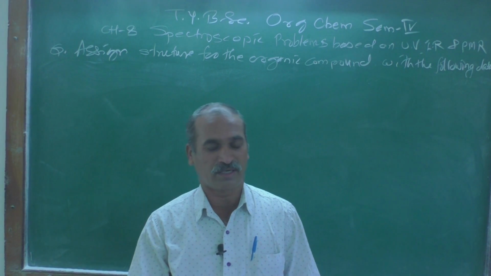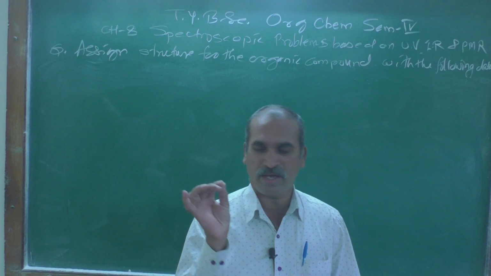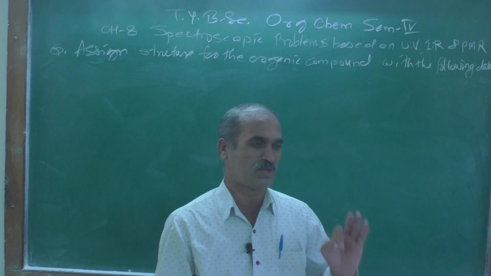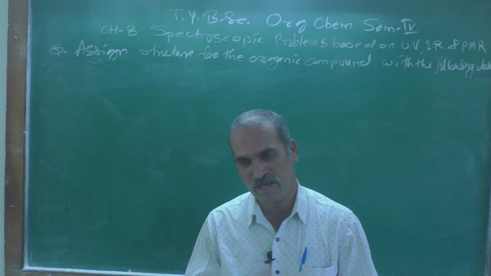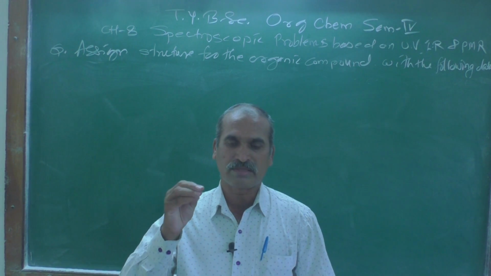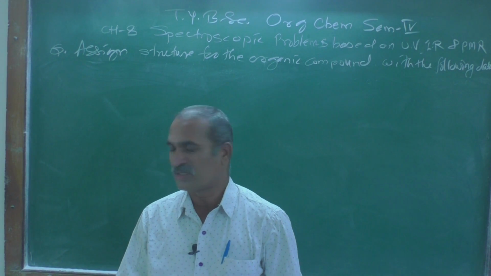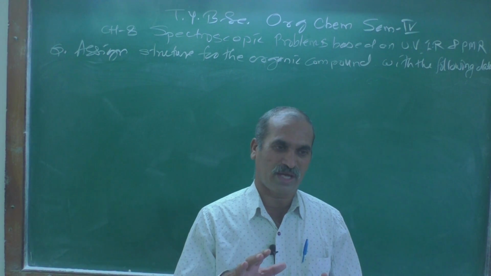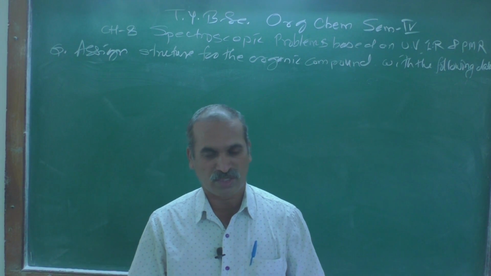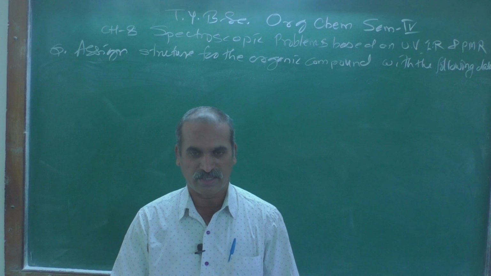And the third technique is PMR spectroscopy, proton magnetic resonance, which is sometimes referred to as nuclear magnetic resonance or H1 NMR spectroscopy. It is called nuclear because we are concerned with the nucleus of the hydrogen atom only, and therefore it is also termed proton NMR. The nucleus contains protons and neutrons, and neutrons are electrically neutral, so we are concerned with the positively charged proton.